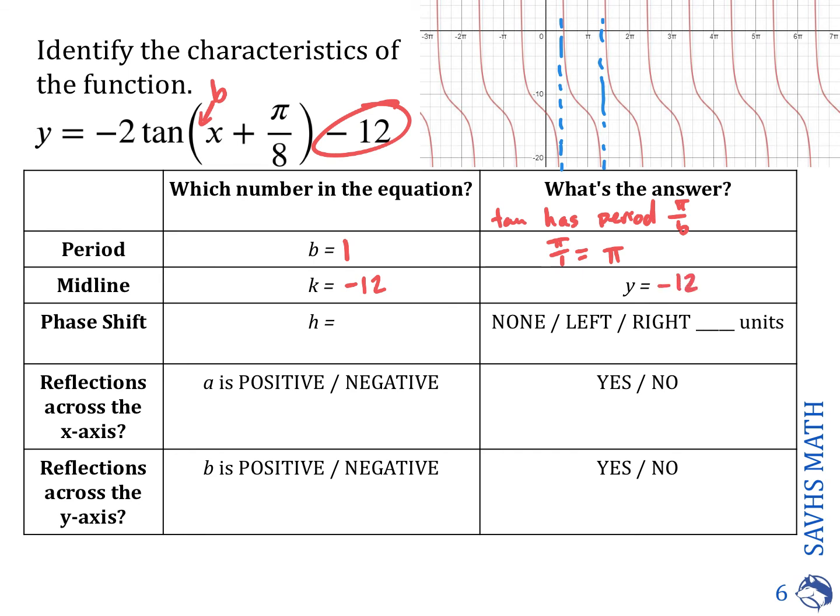We have a phase shift here. We're looking for our h. H is going to be negative pi over 8. So that means that's a translation left pi over 8 units.